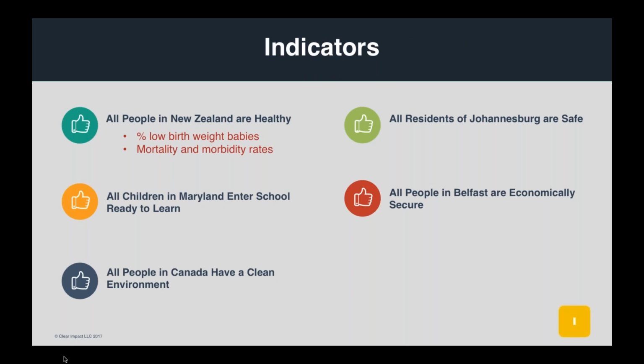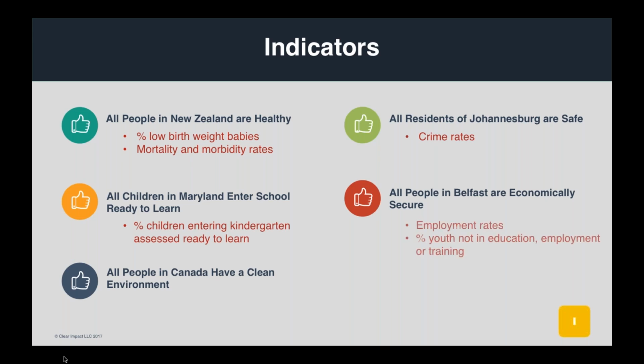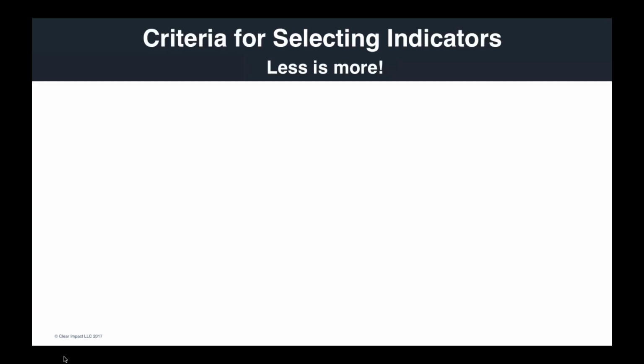For healthy, percent of low birth weights, mortality and morbidity rates. For safe, crime rates. For entering school ready to learn, entering the front end, kindergarten, it'll be an assessment. Percent of children entering kindergarten assessed on a particular assessment tool that they're ready to learn. Economically secure, employment rates. Percent of youth who are not in education, employment, or training, which would be indicative that they're not in a good situation. And then environment, air quality rates, percent of days the water is swimmable. These are examples of indicators.